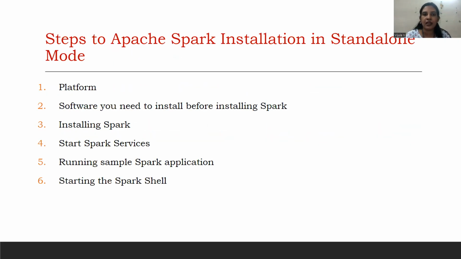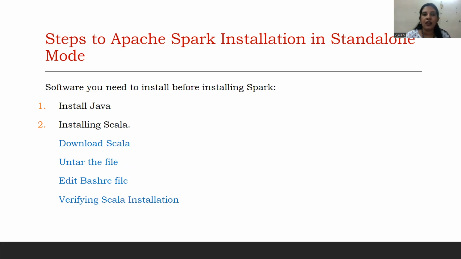So there are 6 steps to Apache Spark installation in a standard mode. The first one is platform. The second one is the software you need to install before installing Spark. The third one is installing Spark, the fourth one is to start Spark services, the fifth one is running sample Spark applications, and the sixth one is starting the Spark shell.